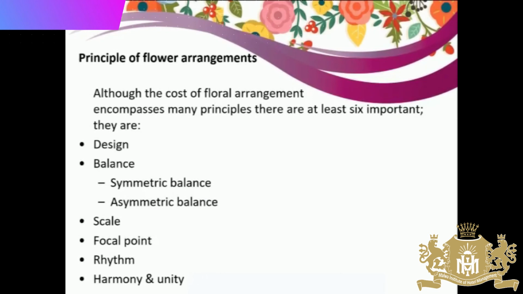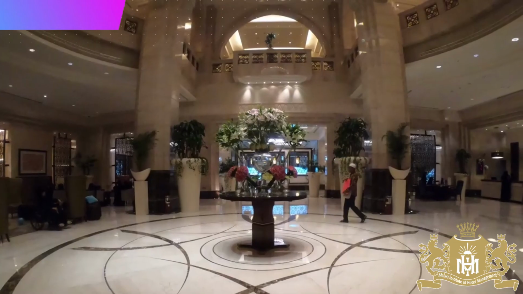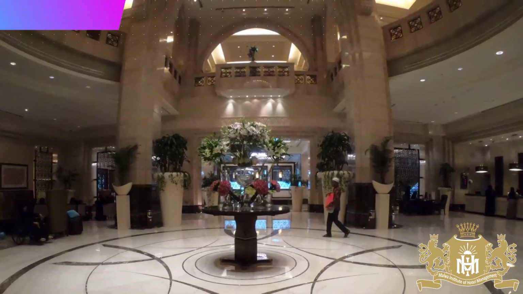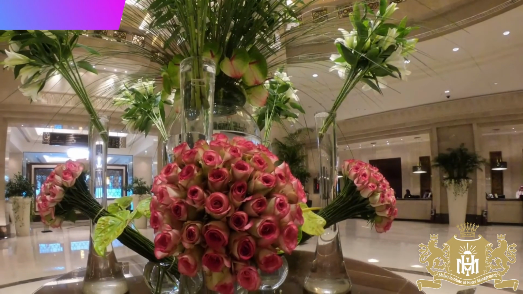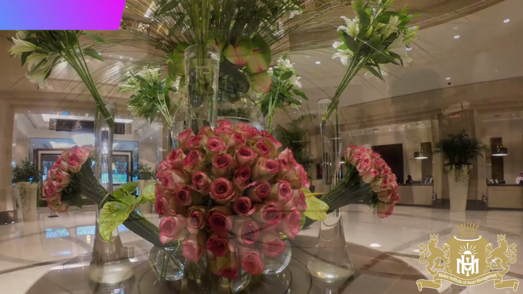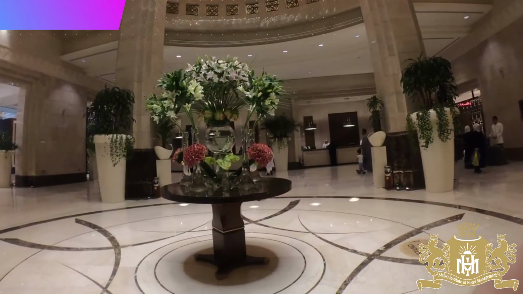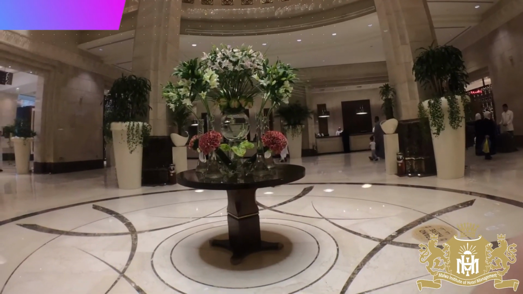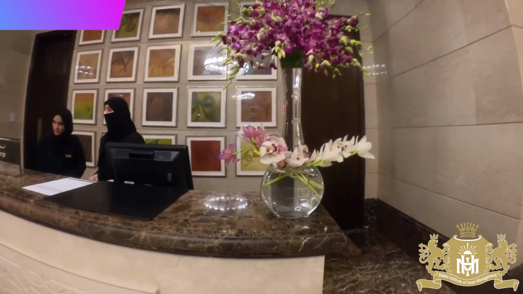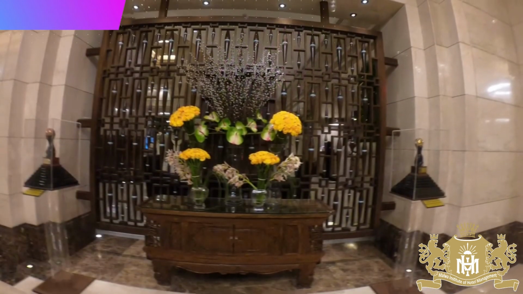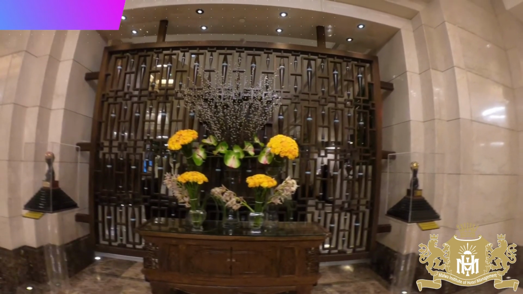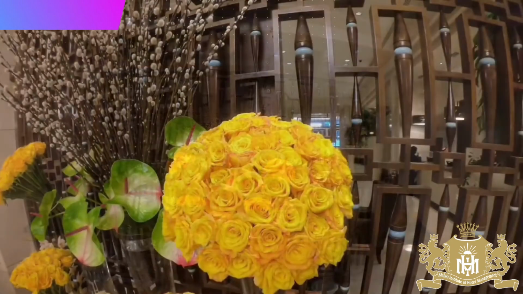Scale. Scale is the proportion of the different components of the flower arrangement. It emphasizes the size of the material used relative to the size of the container holding the floral arrangement. Focal point. It is the central portion of the flower arrangement from where the flowers and foliage appear to emerge. Dark colored flowers are usually used in the center.